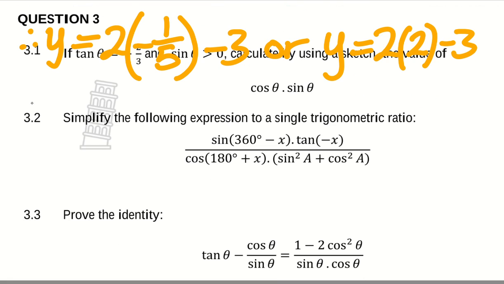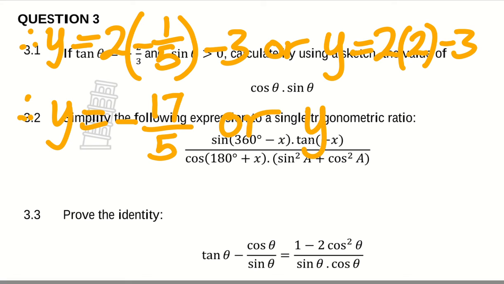Then I calculate them, so therefore y is equal to what? You just put this on the calculator. On your calculator, you just write 2, then open brackets, negative, then you put a fraction 1 over 5, then close the brackets and say minus 3. Then the answer will be negative 17 over 5. So this is the answer for the first y. Then you say or, then on the other side we have y equals 2 times 2, which is going to be 4. Then 4 minus 3 is 1. So y is equal to 1.